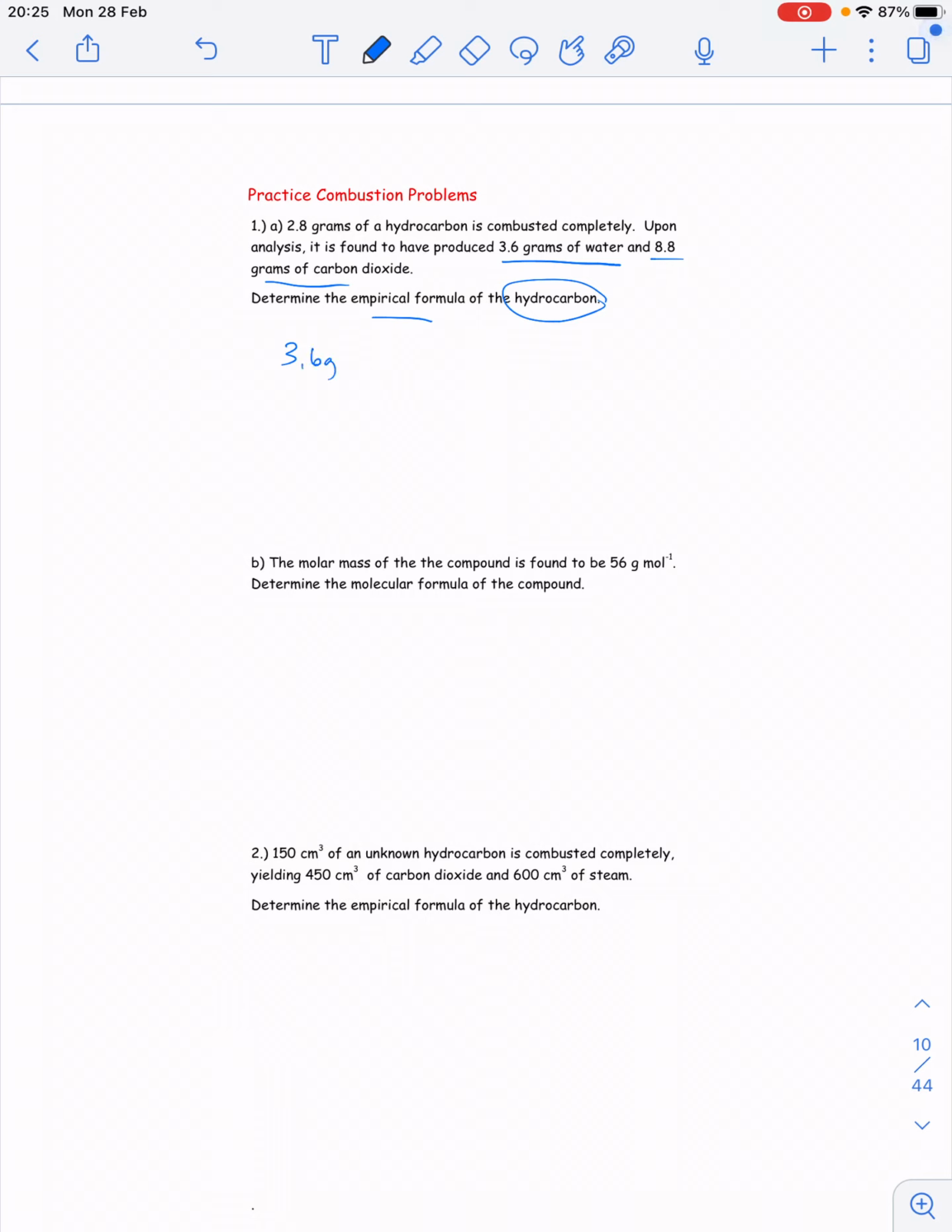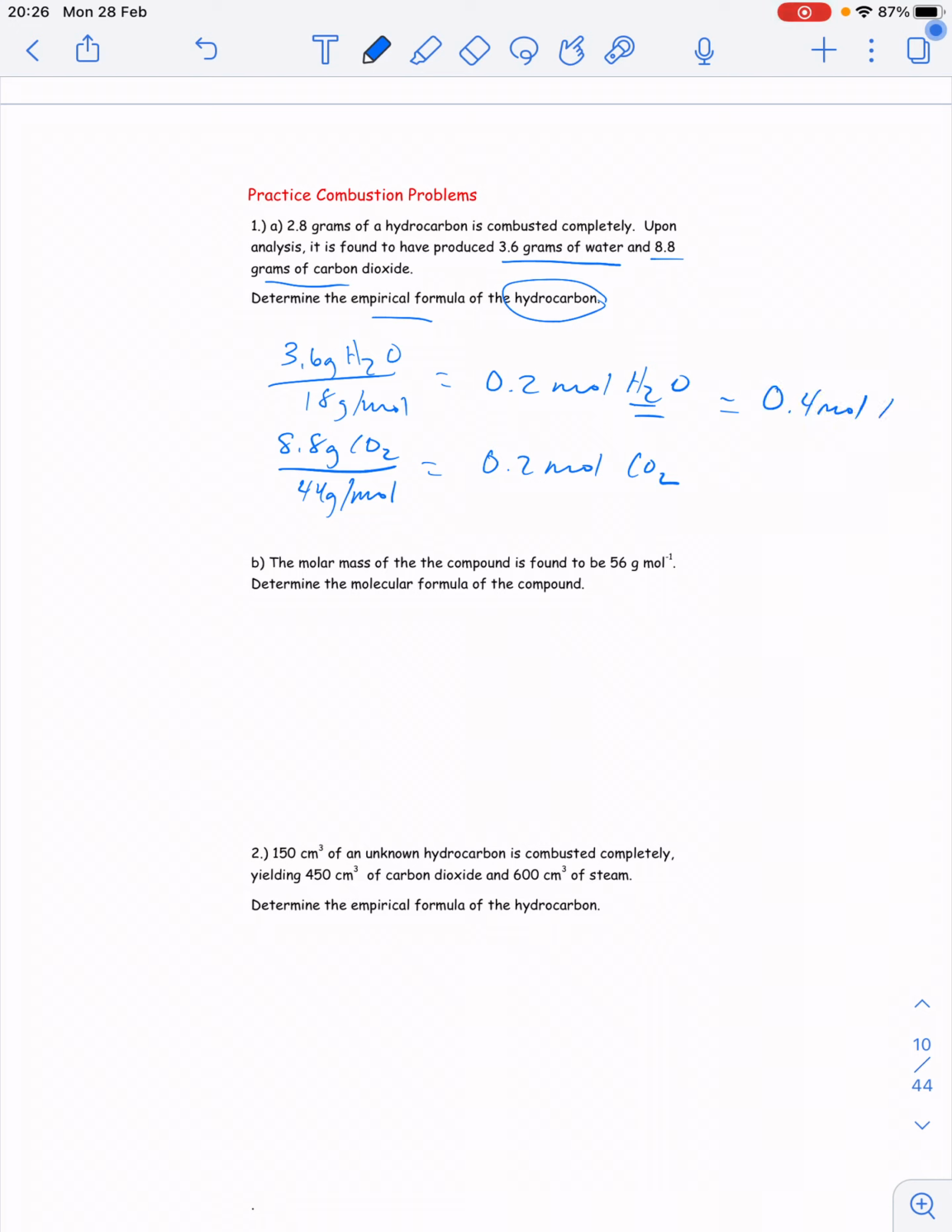So you start out with your 3.6 grams of water, 18 grams per mole, and you get 0.2 moles of water. You do the same thing with the mass of CO2, divide by the molar mass of CO2, 44, and you get 0.2 moles of CO2. Well, because every water has 2 hydrogens in it, if you have 0.2 moles of water, that's 0.4 moles of hydrogen. And since every carbon dioxide has 1 carbon in it, if you have 0.2 moles of carbon dioxide, then you have 0.2 moles of carbon.